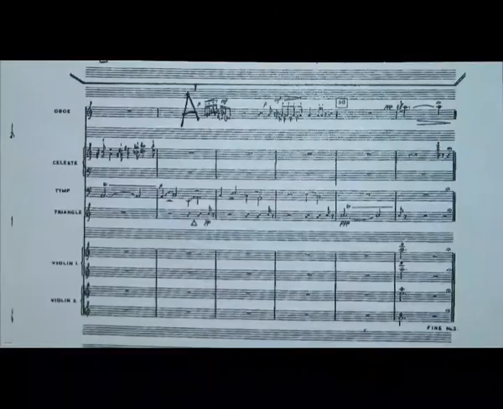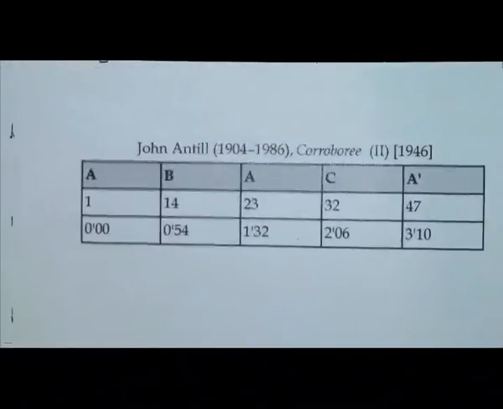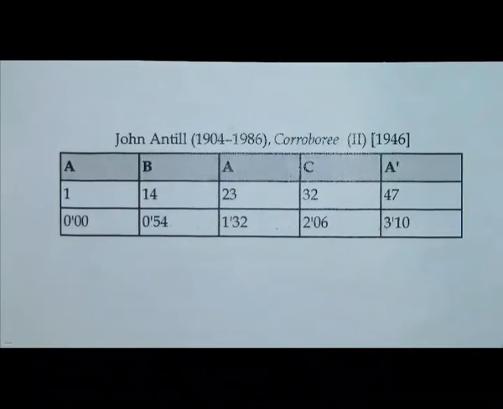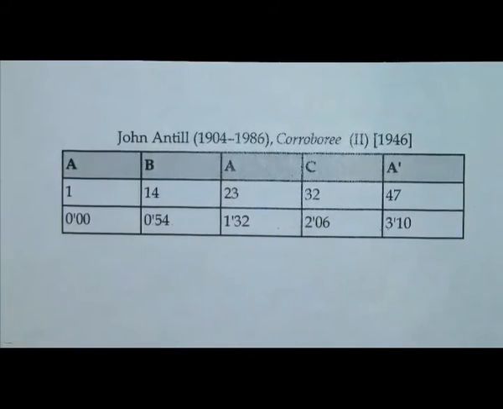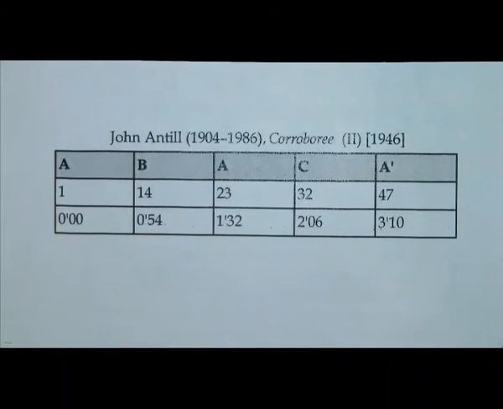Okay, so let me just show you our table, and then we'll wrap up. So the table for John Antill. And I encourage you to come up with something like this yourself, whether it's measure numbers and times or just the times, but you want to be able to recognize the five-part structure of the second movement from his Corroboree. If you have any questions, let me know.